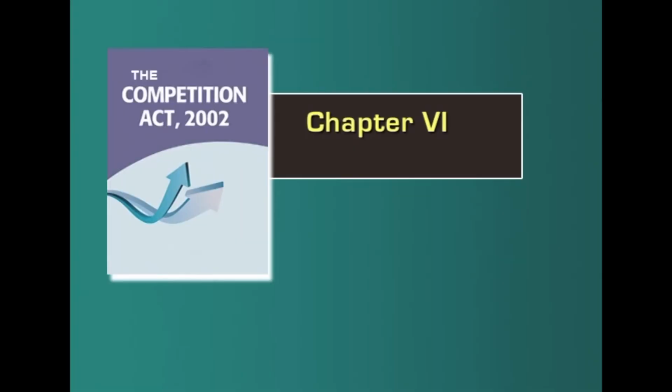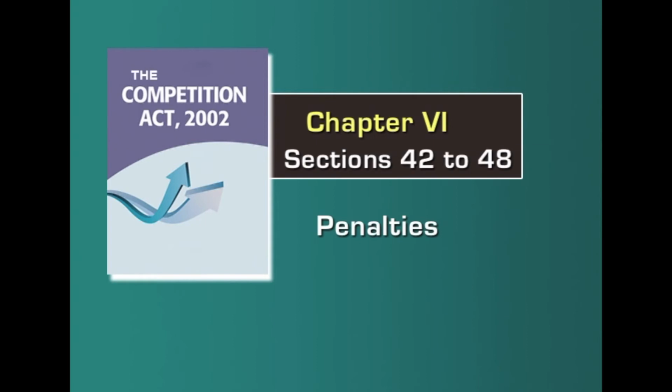Hello students, having understood chapter 5, which dealt with duties of the Director General and his investigative powers, now let's move on to the next chapter, which is chapter 6, which deals with penalties for the contravention of the provisions of the Competition Act. Sections 42 to 48 of the Competition Act deal with penalties wherein there is a contravention of the provisions of the Act.